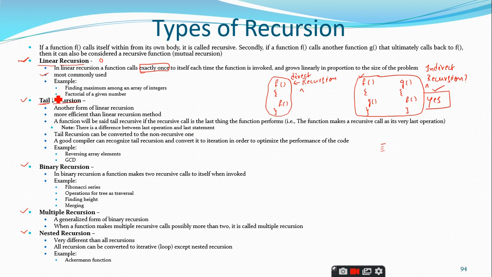In the previous example also we have seen the factorial of a given number, where as the last statement we are giving return of n multiplied with factorial of n minus 1. Therefore this is also an example of tail recursion. Tail means at the end. So when you specify the recursive function call at the end, that particular recursion, we call it tail recursion.